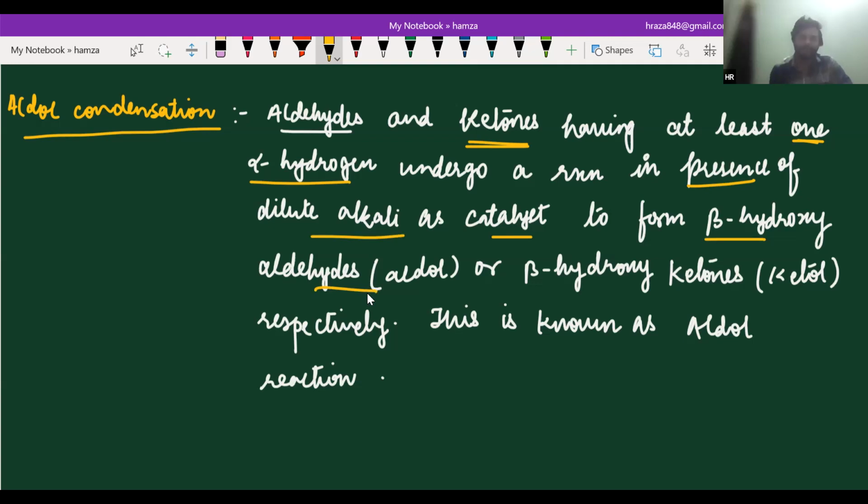What is this beta hydroxy? As you know, hydroxy we use for alcohol, and aldehyde is a senior functional group than alcohol.